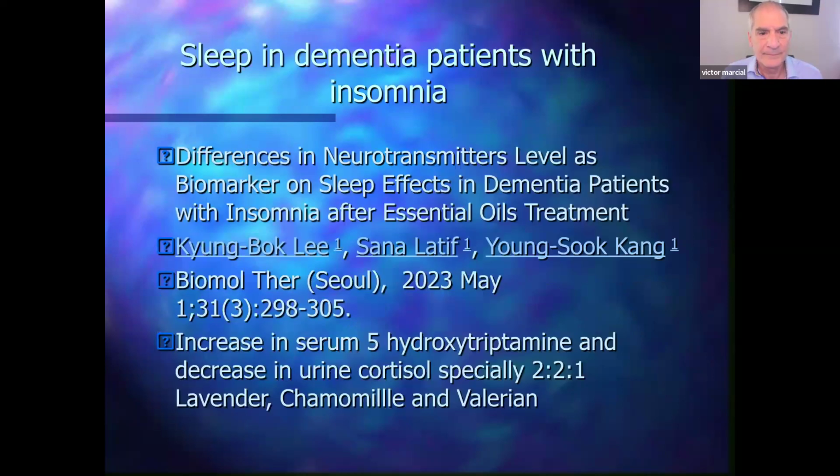In patients with dementia, insomnia was also improved by using lavender, chamomile, and valerian root lipids. And there was a decrease in urine cortisol, which is an indicator of stress. So we see there are biochemical changes that occur. It's not only a direct stimulation or decrease of activity of a nerve, but also a biochemical effect that has been shown.